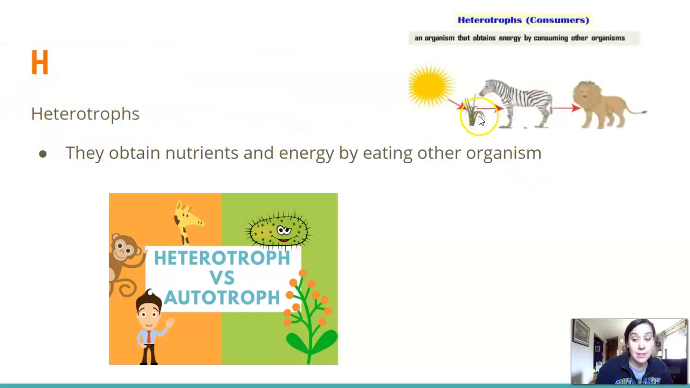So the grass obviously is an autotroph. It creates its own energy. Whereas the zebra and the lion are heterotrophs.